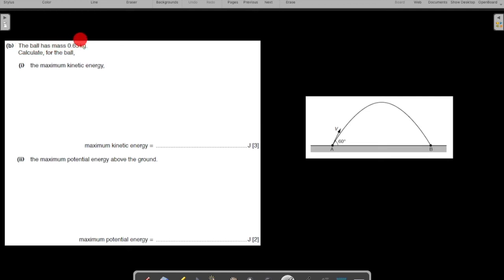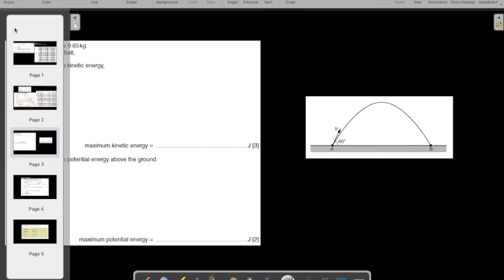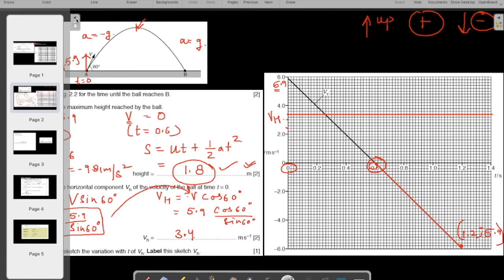The ball has a mass given to you. Calculate for the ball the maximum kinetic energy. When do you have the maximum kinetic energy? When you have the maximum velocity. Where do you have the maximum velocity? You'll have the maximum velocity at the starting point because you're just getting a push. So you'll have the maximum velocity at this point, and V is something that we have already calculated.